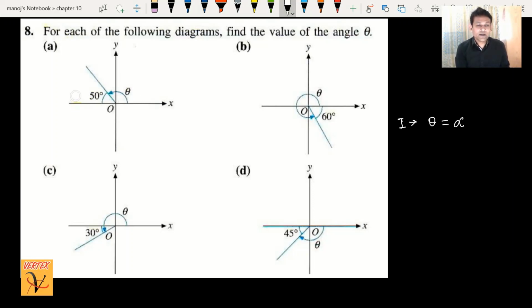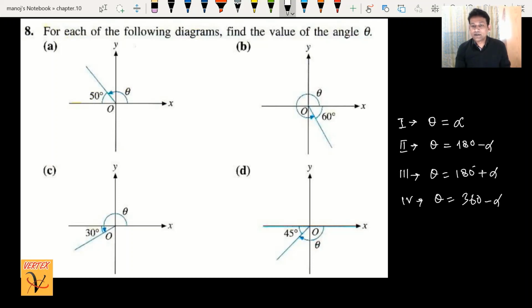Now we are studying the second quadrant. In the second quadrant, theta is always equal to 180 minus alpha. In the third quadrant, it is 180 plus alpha. In the fourth quadrant, I'm writing 360 minus alpha, and please just remember this.